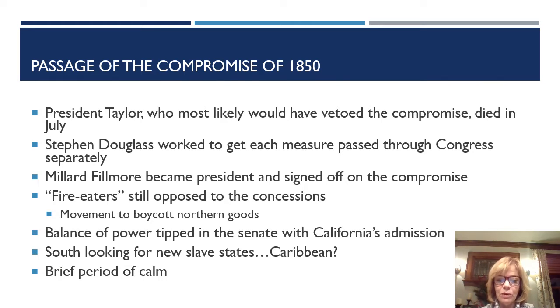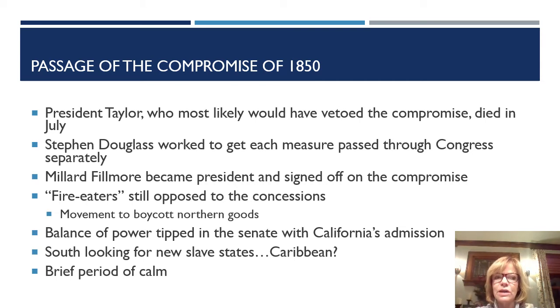Still, though, people in the South who are strong supporters of slavery, these fire eaters, are opposed to concessions. And so there's a movement to boycott these northern goods. But the balance of power was tipped in the favor of the North, with California being admitted. But for a while, there's this brief calm. Southerners, though, are looking to expand.